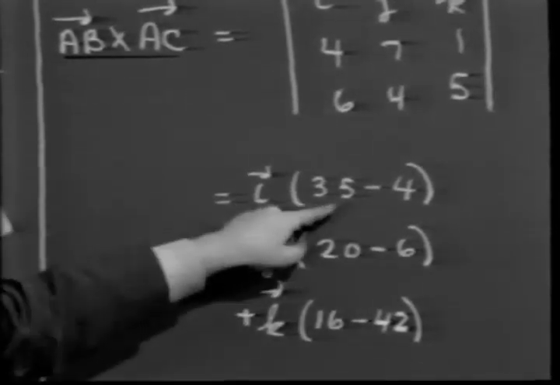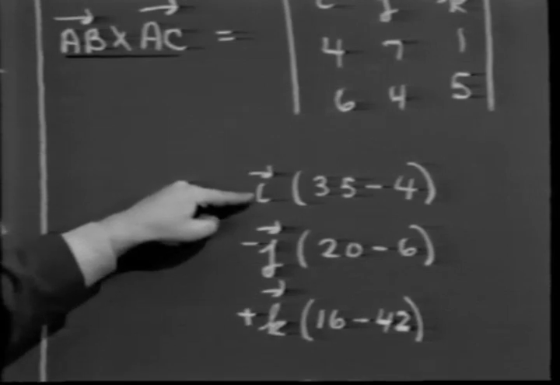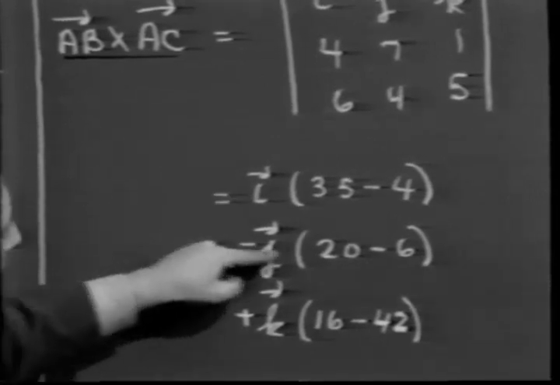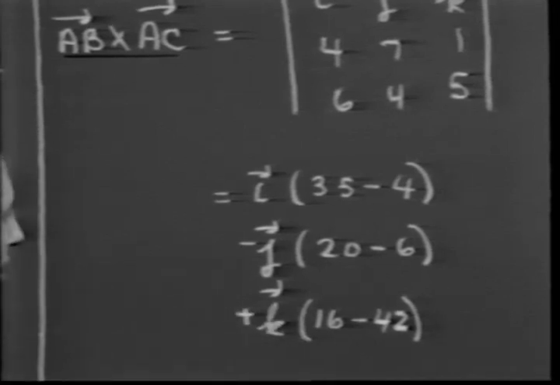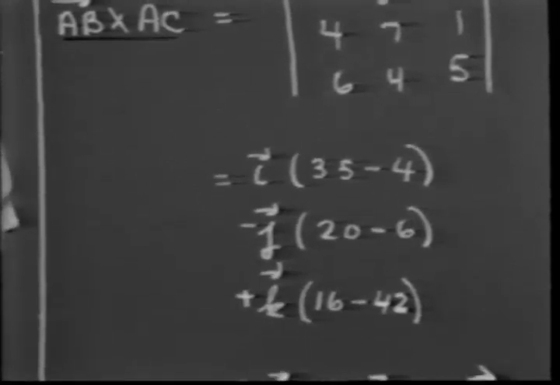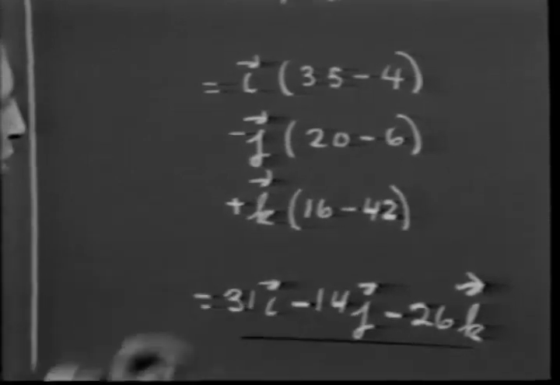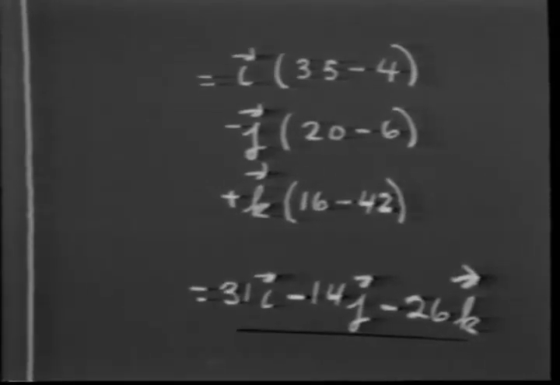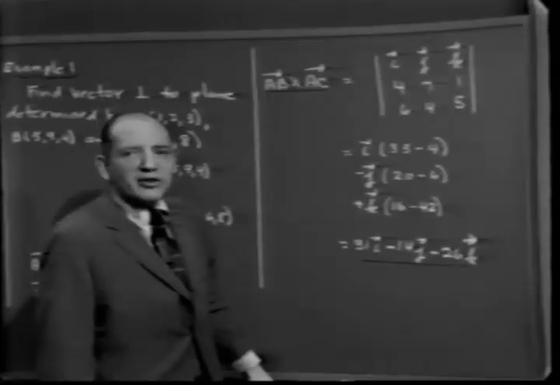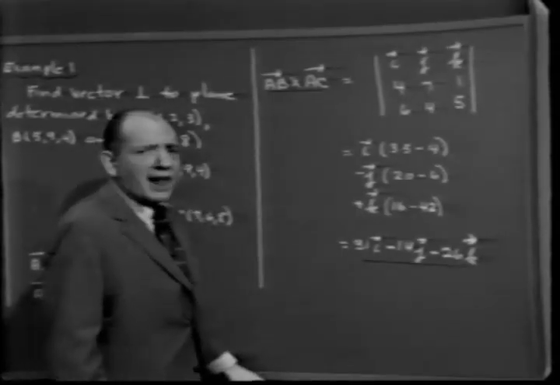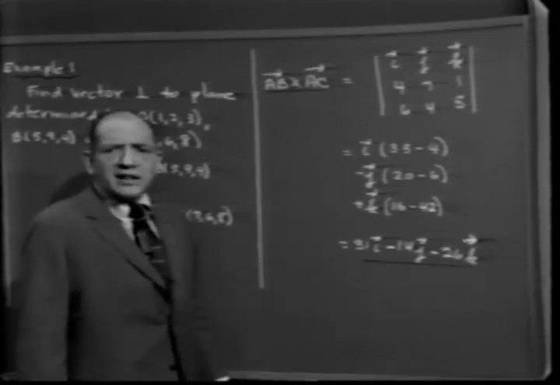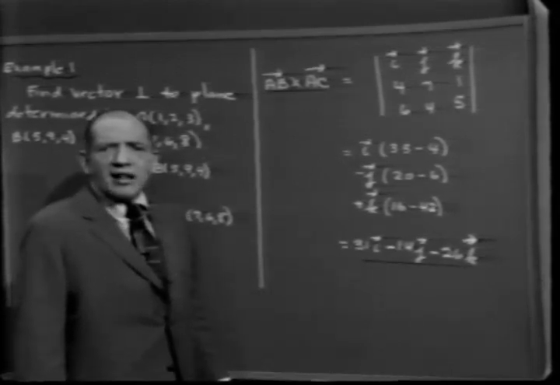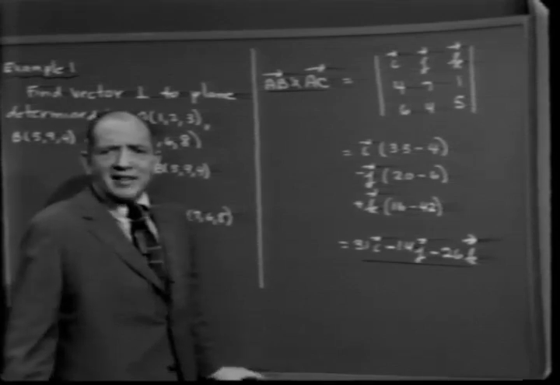That's 16 minus 42. And now simplifying, what do I have? I have 31i minus 14j minus 26k. In other words, the vector 31i minus 14j minus 26k is the vector that I'm looking for. It's a vector perpendicular to the plane. And what I would like you to see is how convenient this vector arithmetic is to studying space geometry.